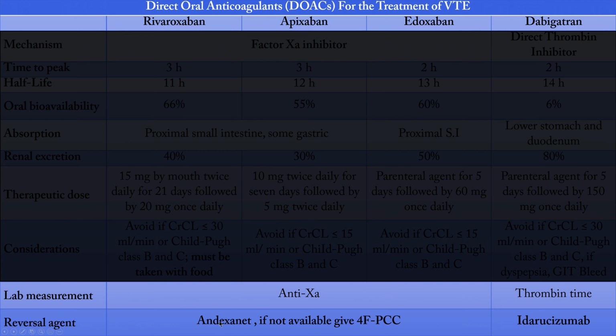Factor 10 inhibitors are reversed with andexanet. Andy, factor 10 dot net, that's how I memorize it. For dabigatran: Dabi looks like a girl's name, Ida also a girl's name. Ida Rusi, maybe she's from Russia. And then this is the monoclonal, zumab. Idarucizumab, that's how I pronounce it. Andexanet for the factor 10 inhibitors.